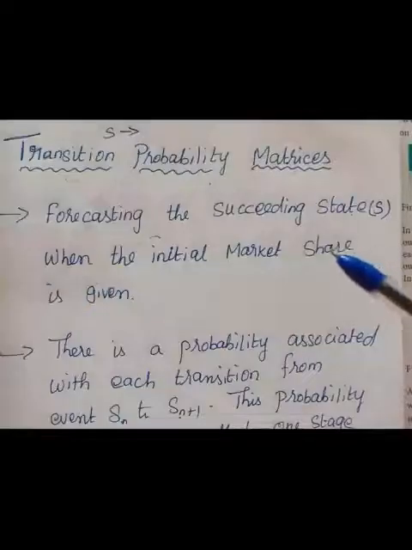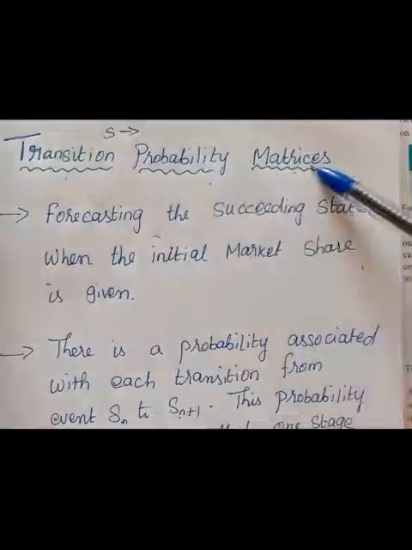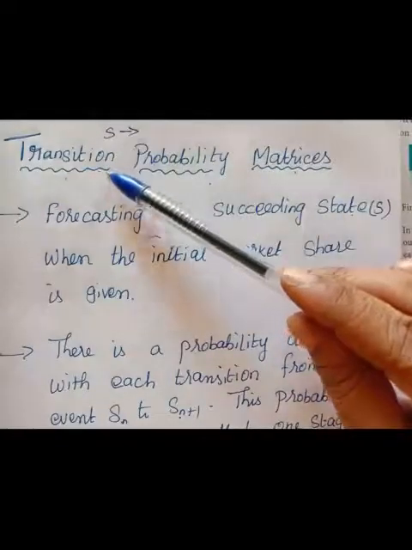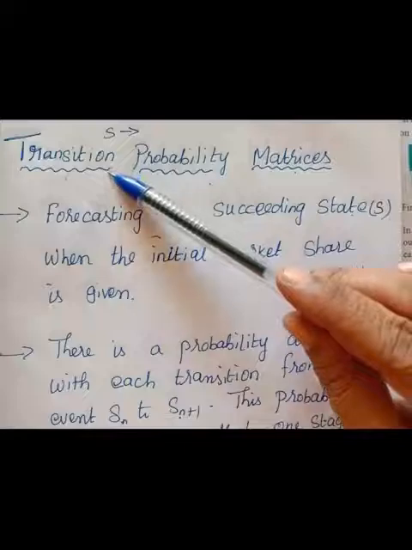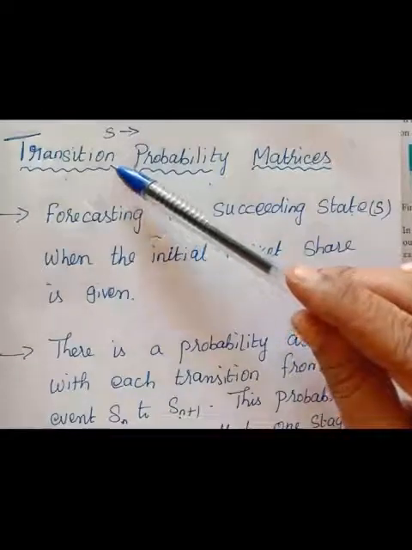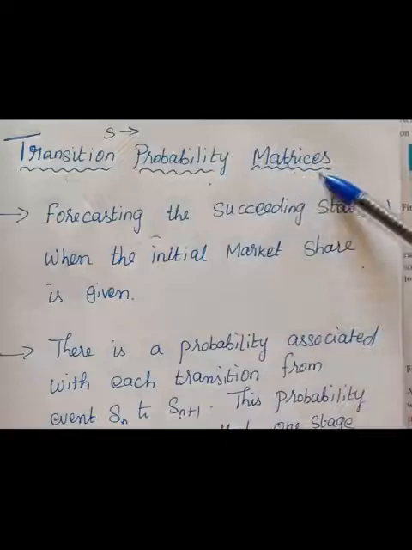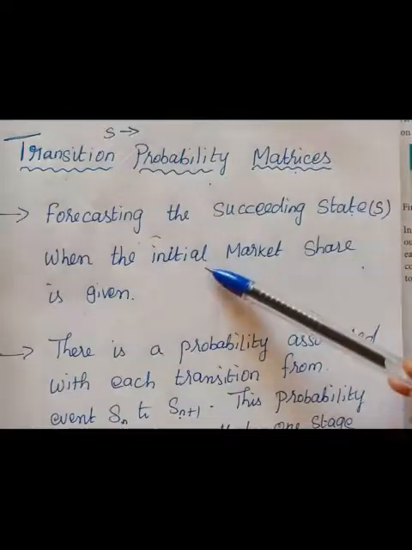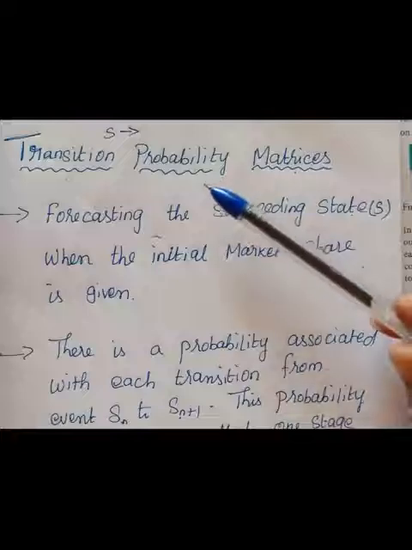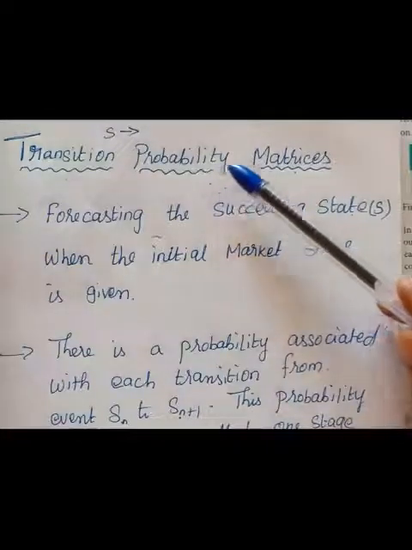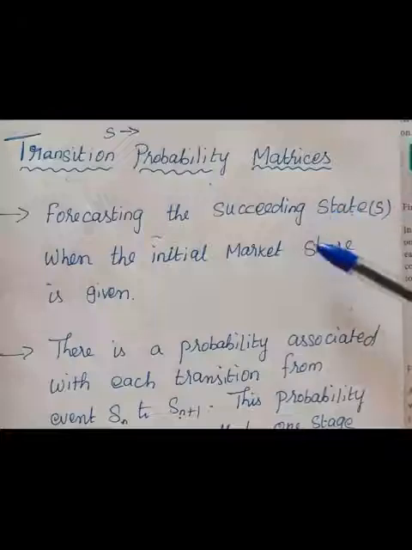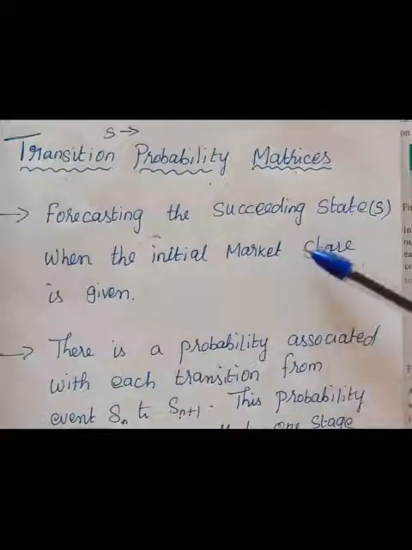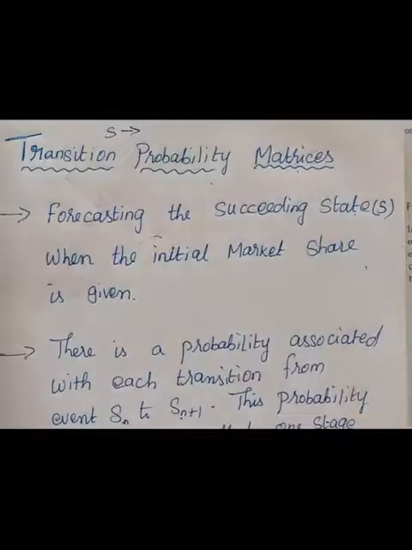I am going to explain the concept of transition probability matrices. The transition means the system moving from one stage to another stage after the passage of a unit of time. The purpose of using this transition probability matrix is forecasting the succeeding state when the initial market share is given to you. If the initial share is given, you can calculate the future value using this TPM. Not only in business, we can use it in all places, and the movement is related to the probability distribution.